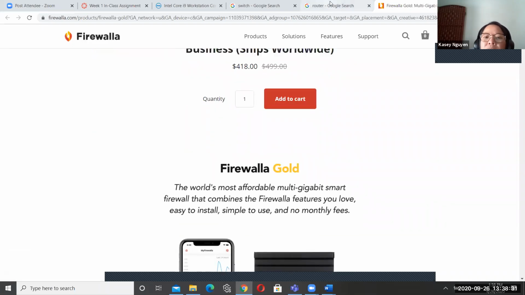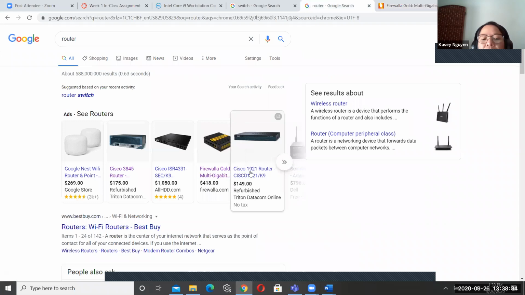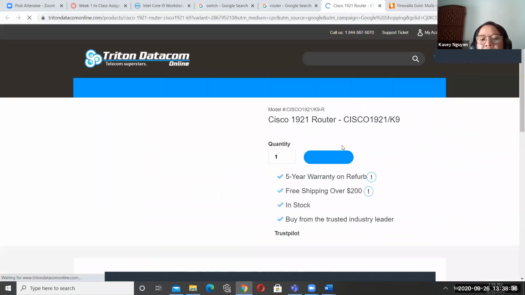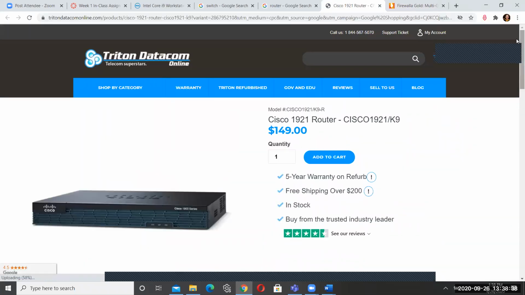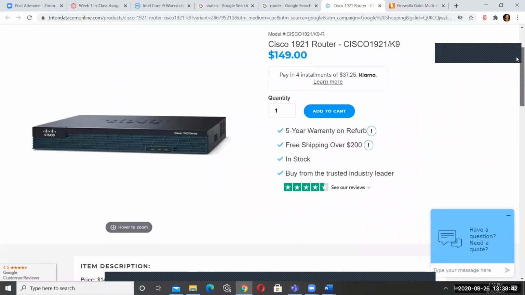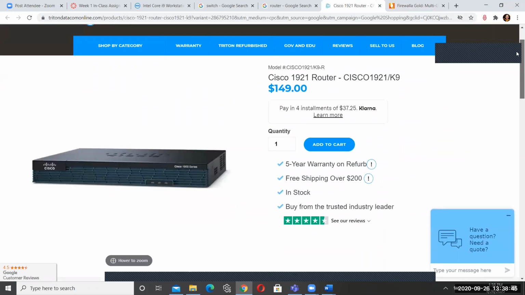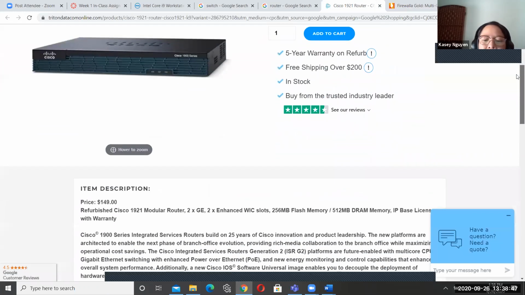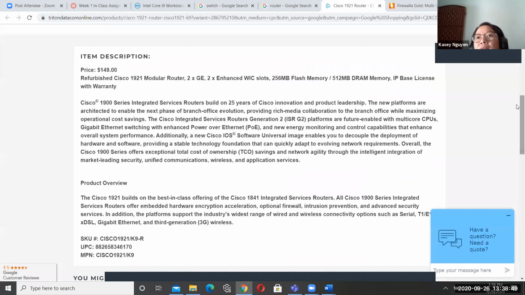Any questions? And then here's another Cisco one. Question: how do you configure that firewall on the Firewalla? It has its own software. Oh, it would? Yeah, okay.